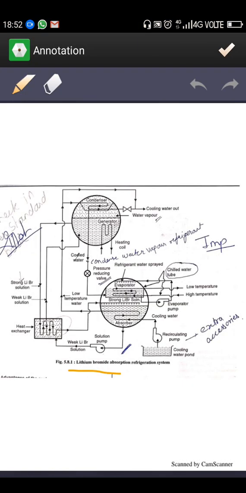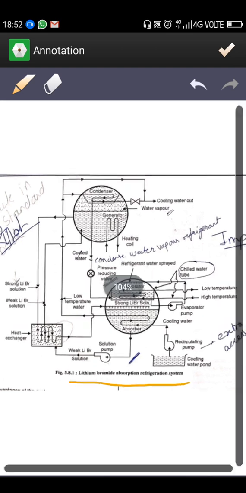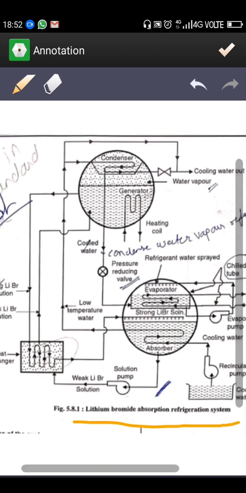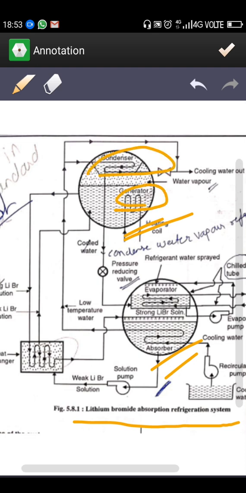So here are the two chambers. It is the low pressure chamber, and it is the high pressure chamber. In the high pressure system, the generator and condenser are placed, and in the low pressure system, the absorber along with the evaporator are placed, and I already explained the working of these in this theoretical manner before this. Now it's time to show you the actual working of this lithium bromide absorption refrigeration system.